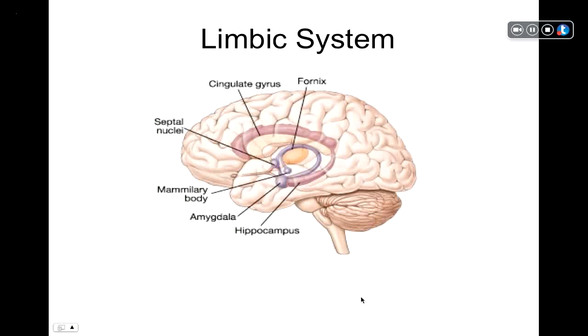The hippocampus functions in memory. So our ability to consolidate memory, that is, to form new memories, is being primarily driven by the action of the hippocampus. So memory and emotion go together in kind of an interesting way.